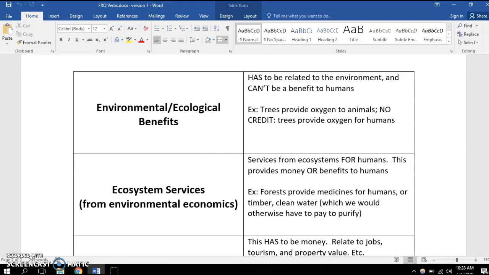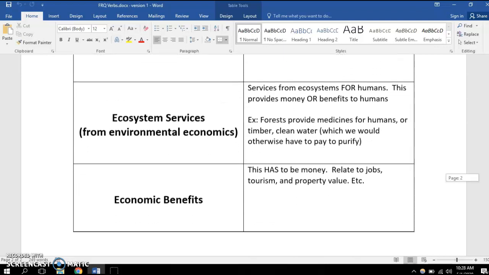So, ecosystem services. All right, so ecosystem services are those services that nature provides for humans. And this could also be an economic service. So you could say forests provide medicines for humans. Wetlands purify water. So whenever you have some sort of ecosystem service, that's going to benefit humans.